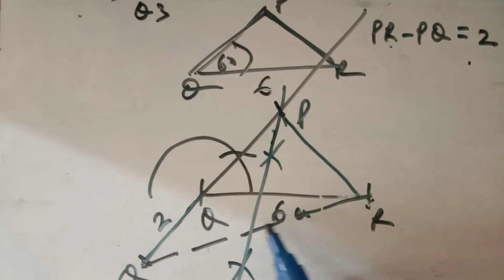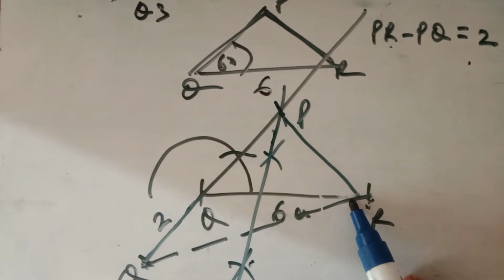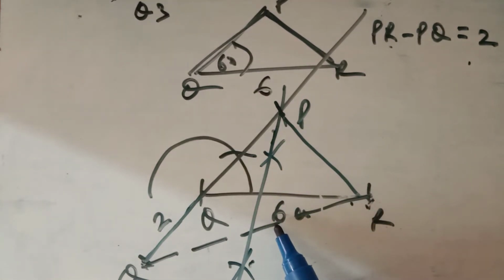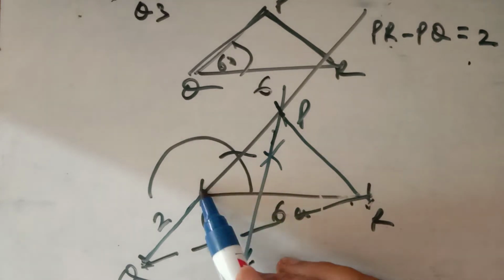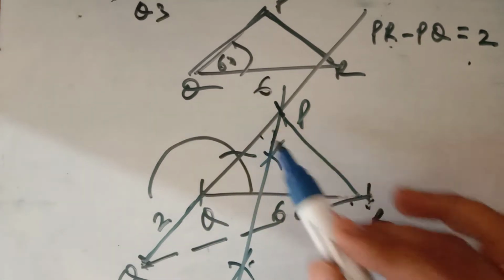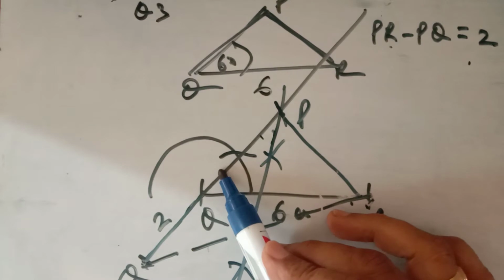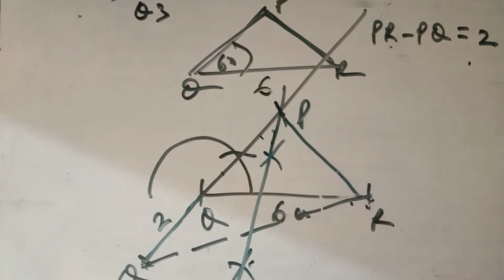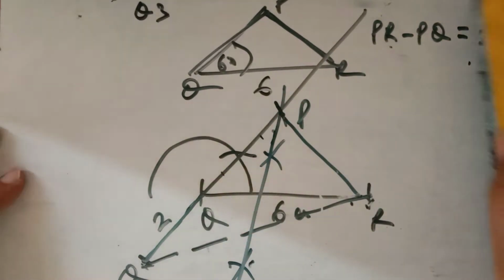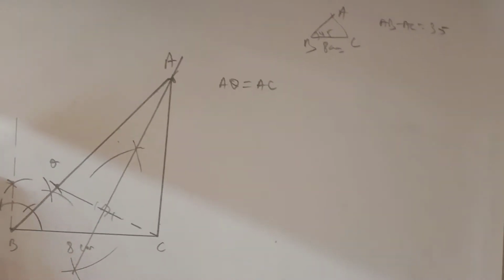Why will it be? Because it is a perpendicular bisector of this. So whose side will it be a perpendicular bisector? The side of QR, it will meet somewhere here, and these two sides will be equal, and therefore this side will be greater than this by 2 centimeter. So I'll draw it by using the compass and scale.